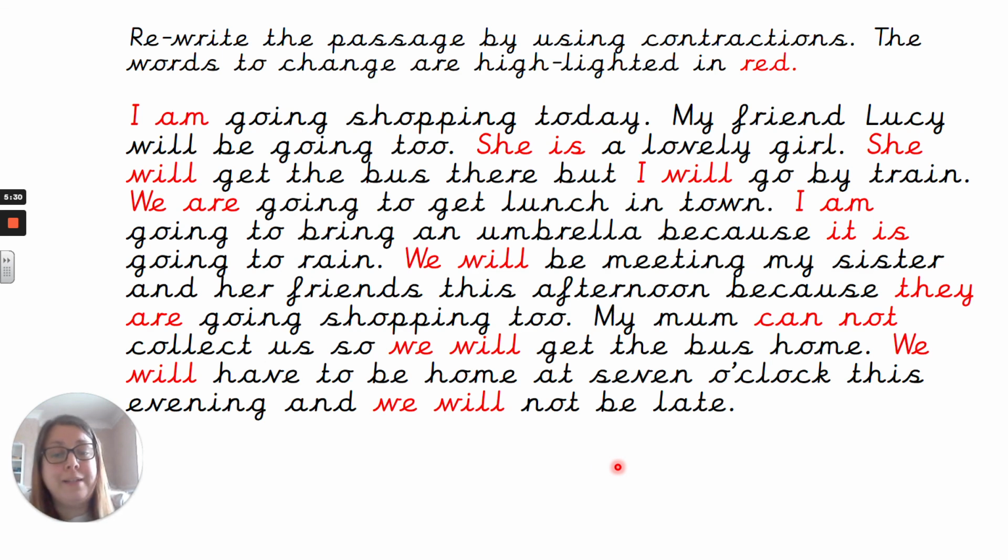And if you need more practice, just choose a contraction word and try and write it in your own sentence. There are loads of sentences you can write.